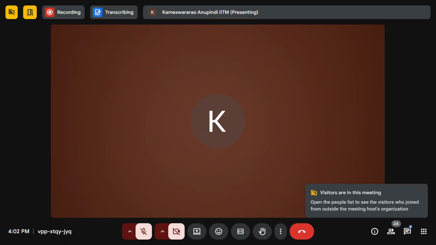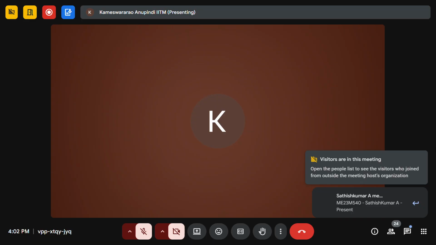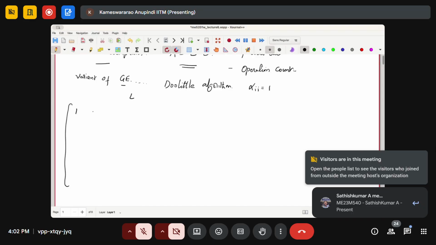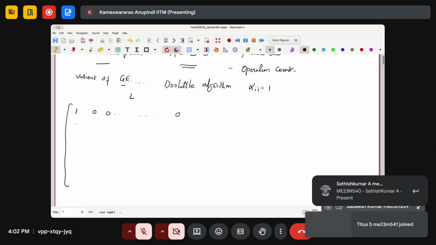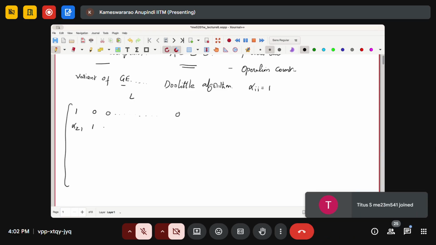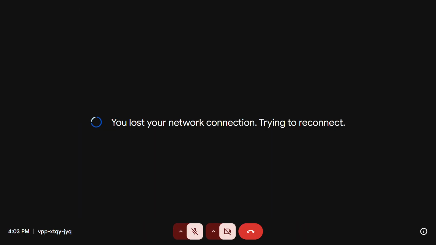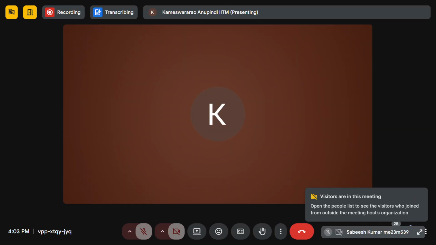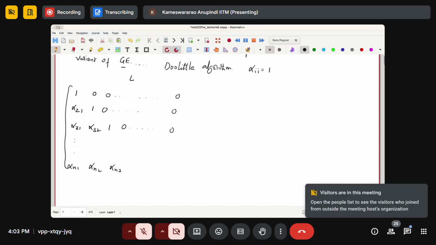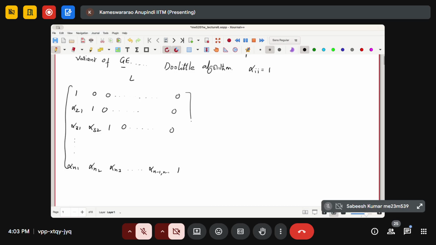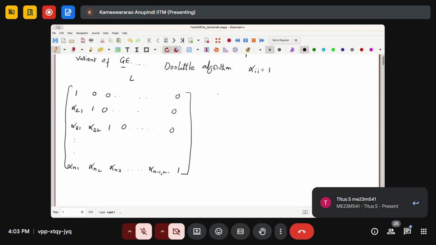I'm not going to stop at a 3 by 3 matrix. I'm going to write in general for an n by n matrix. So we have 1, 0, 0, 0, all these things. Then we have alpha 2 1, 1, 0, all the way to 0. And then in the third row, we have alpha 3 1, alpha 3 2, 1, 0, all the way to 0. And if I keep going, we have alpha n1, alpha n2, alpha n3, all the way to alpha n, n minus 1, then we have 1, right? That would be the nth element. Okay, that is my lower triangular matrix.